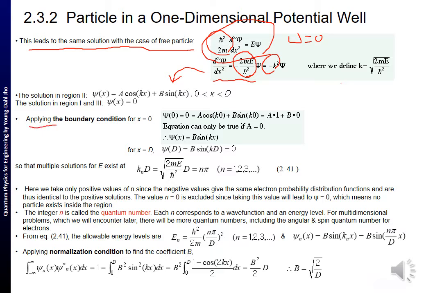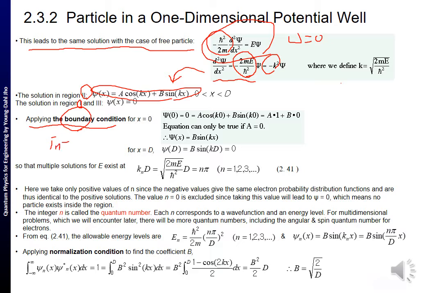Then we apply the boundary condition. This is a very important procedure. Every time you calculate wave functions in different regions, there are always boundaries. For example, the intersection between region 1 and region 2 is a boundary, or in a realistic case we call it an interface.